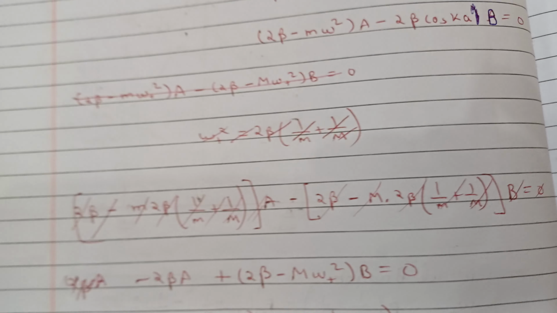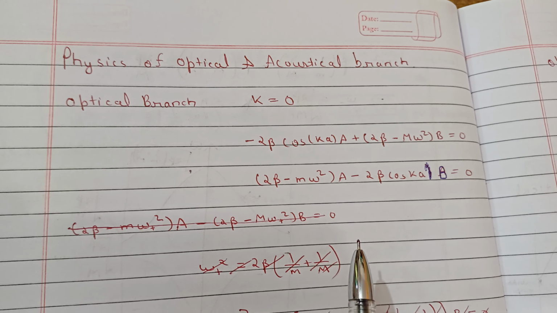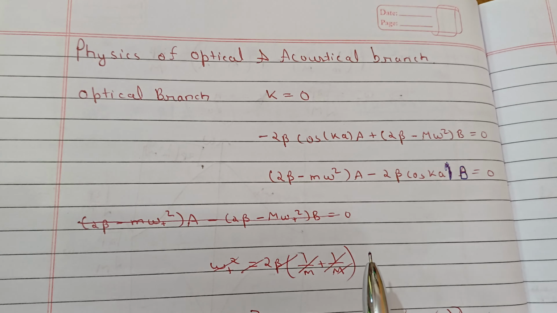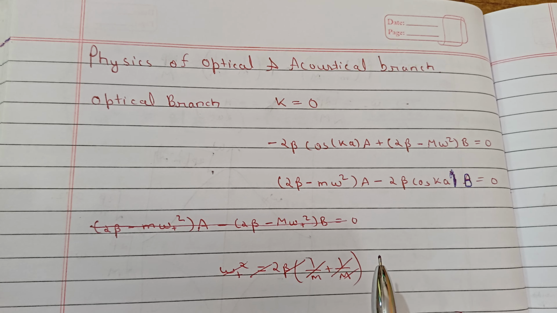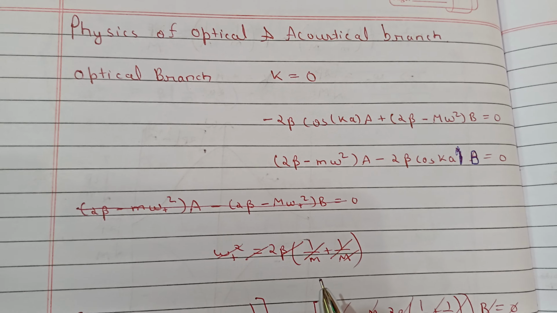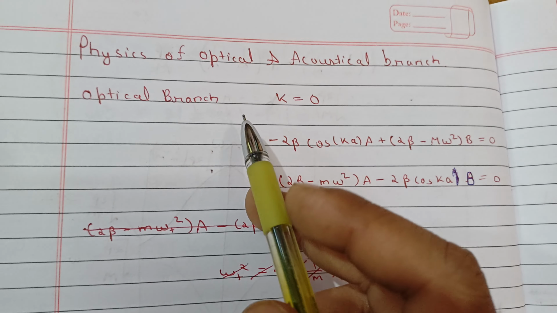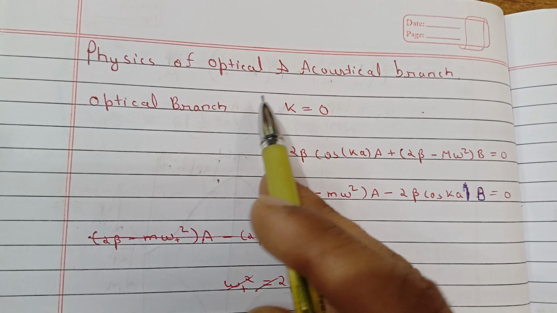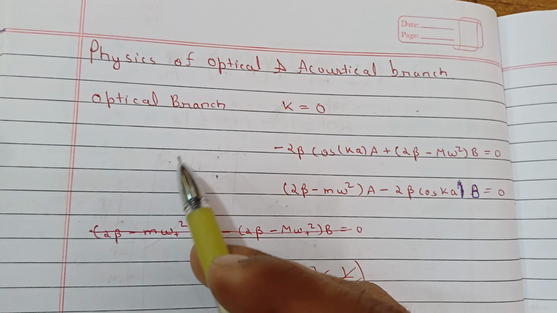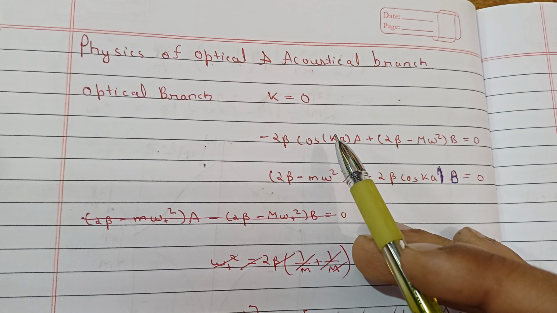Now let's move forward towards understanding the actual physical meaning of these optical and acoustical branches. So now the mathematics is a little bit over, but it won't be over ever. There will be mathematics all over physics because it's the language of physics. Now, the physics of optical and acoustical branches. For the optical branch, first we will study for k equal to 0.